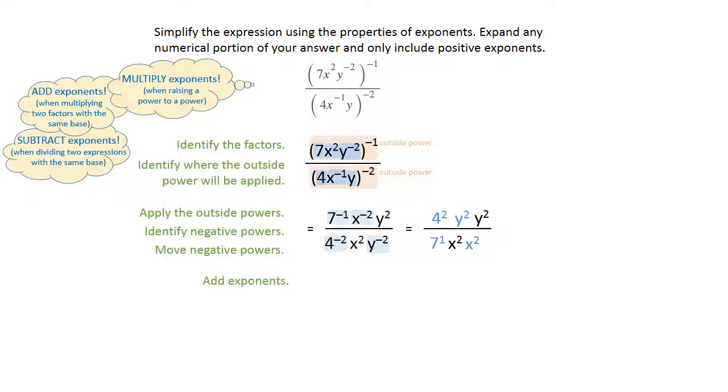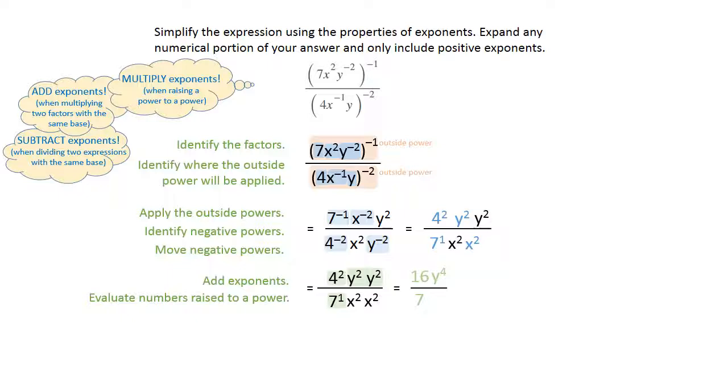The next thing we're going to do is add the exponents, and we're going to evaluate any numbers that are raised to a power. So let's look at the expression that we just wrote and set up a fraction bar and get ready to do that. The 4 squared becomes a 16. We add exponents when we're multiplying two factors with the same base, so the y's are going to become y to the 4th, adding 2 plus 2.